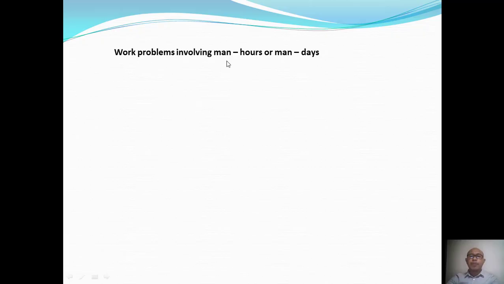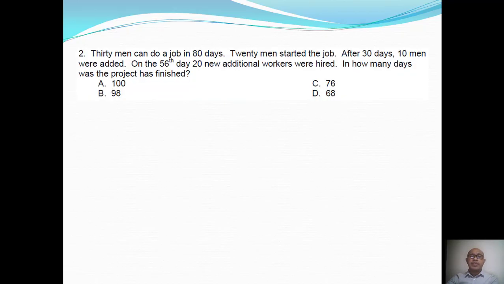Another variation for work problems is when we have the unit of work in man-hours or in man-days. To solve problems involving this type of problem, we simply have the equation: the man-hour per work in the first situation is equal to the man-hour per work in the second situation. Now, this equation is simply a proportion, considering that the workers have the same rate, and that rate is expressed in terms of man-hours. So to illustrate, we have number 2 problem.